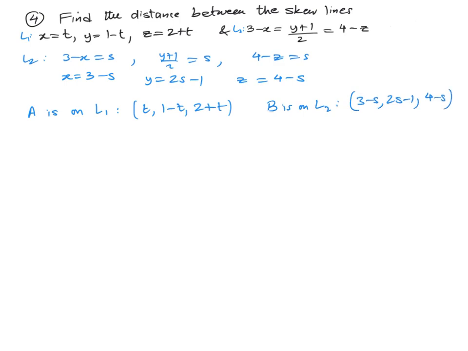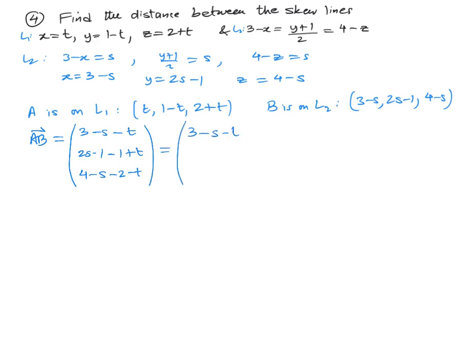So I need to find a vector that goes from A to B, or B to A, doesn't really matter. So I'm going to do vector AB, which is B minus A, remember. So it's 3 minus s, and then minus t; 2s minus 1, and then minus the 1 minus t, so it's minus 1, and then plus t; and then 4 minus s, and then minus the 2 plus t, so it's minus 2, and then minus t. I'm going to simplify that a little bit. So it's 3 minus s minus t, and the next one is 2s minus 2 plus t, and the last one is 2 minus s minus t.